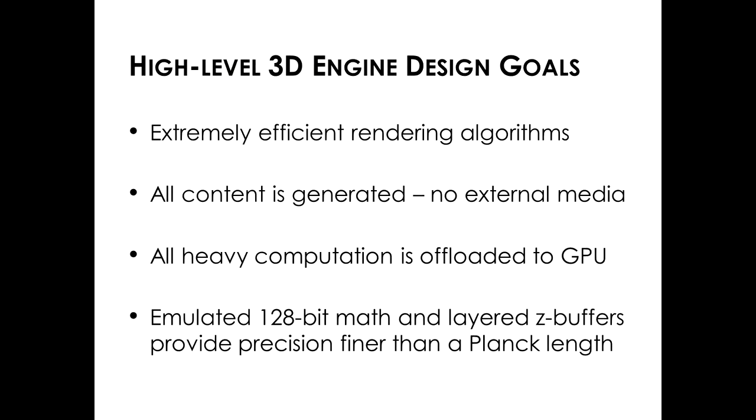So, a high-level overview. The goals of this were, of course, to be extremely efficient, to generate all content mathematically, which means nothing was drawn by hand. Every planet you saw was done by a mathematical equation I designed. As much as possible was offloaded to the GPU. JavaScript's not that fast, but the GPU can take care of a lot if you can offload that computation there. And this universe is huge. I needed 128-bit precision for coordinates. That's not supported on any consumer CPU right now, so I had to emulate that.